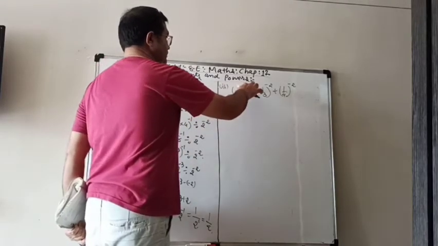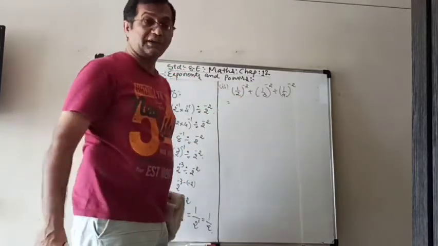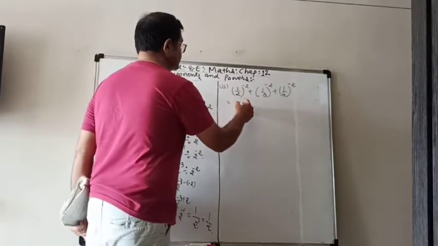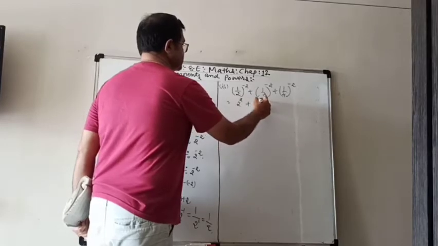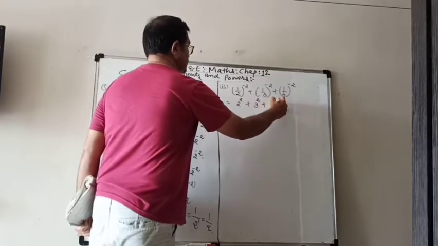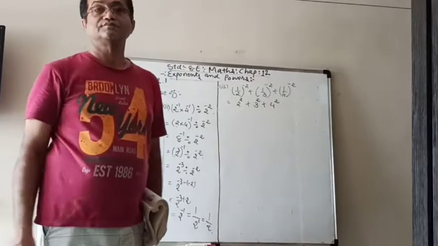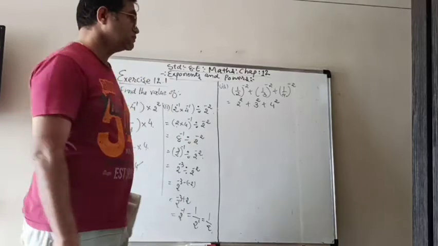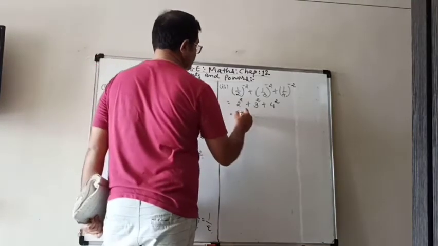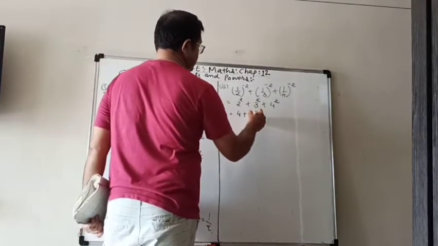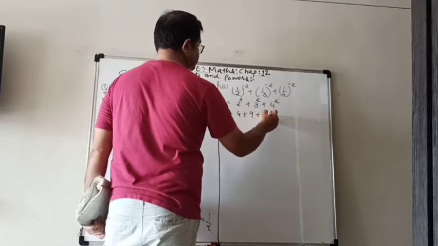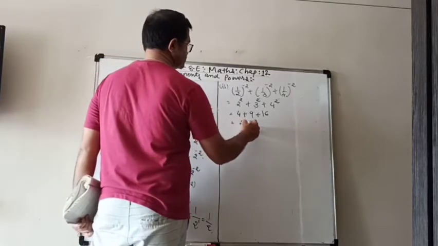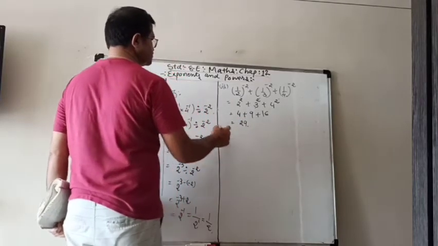Now 1 by 2 power minus 2. So if you want to make the power positive, we have to just take the reciprocal. So 2 raised to 2, here 3 raised to 2, here 4 raised to 2. Simple. And now 2 square is 4, 3 3s are 9, 4 square is 16. Just add them. 29. Very, very simple.